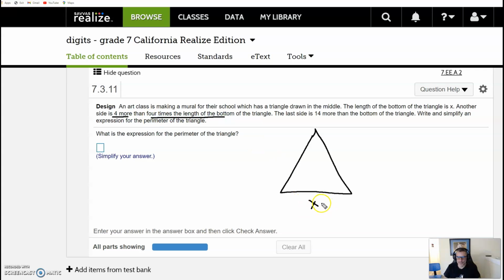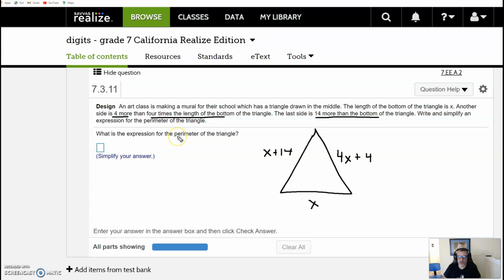Well, how would I write that? And it says another side, so it really doesn't matter which side. I want 4 more. That means I'm going to add 4 to 4 times the length of the bottom. 4 times the length of the bottom would be 4x, and then I need 4 more than that. So I would write 4x plus 4. 4 more than 4 times the length of the bottom. The last side right here is 14 more than the bottom. So if the bottom is x, well then this side must be x plus 14.